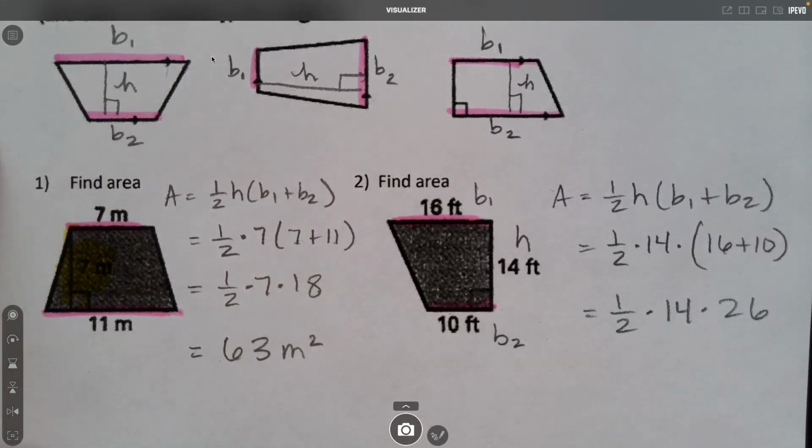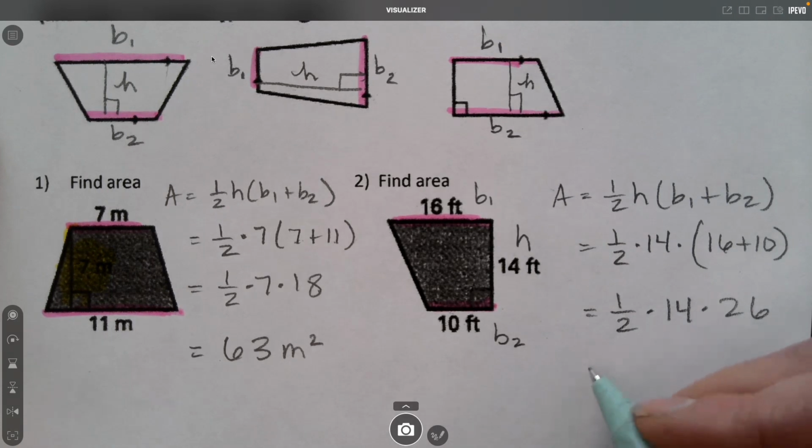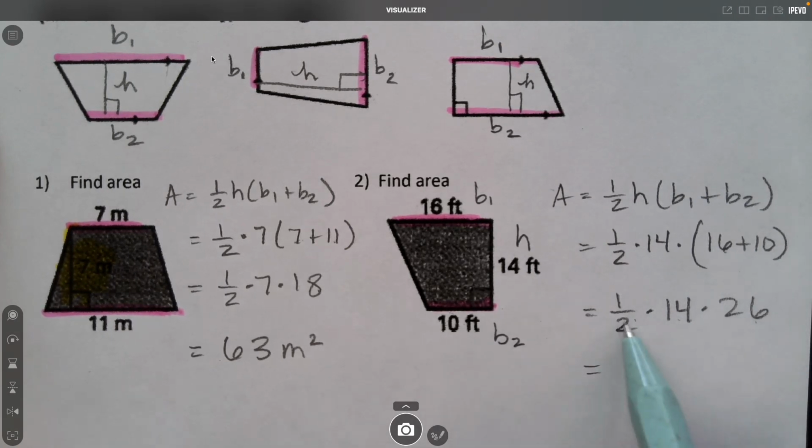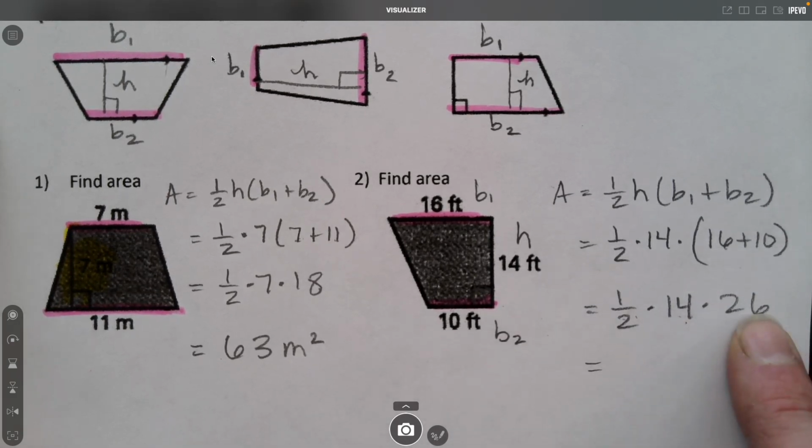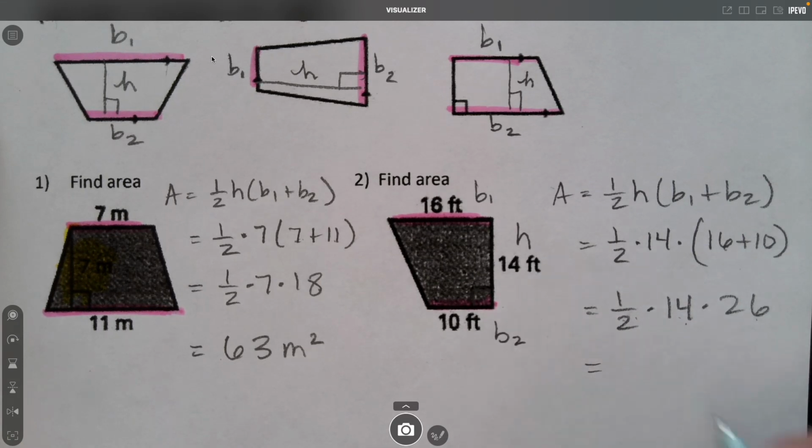So lots of different ways to multiply this. You could multiply really in any order, right? As long as you only use the 1/2 one time or the 14 one time. We could multiply these two first and then by this one. But however you multiply, you should end up with 182 feet squared. So when we're looking at area, our unit is always going to be squared, so unit squared.